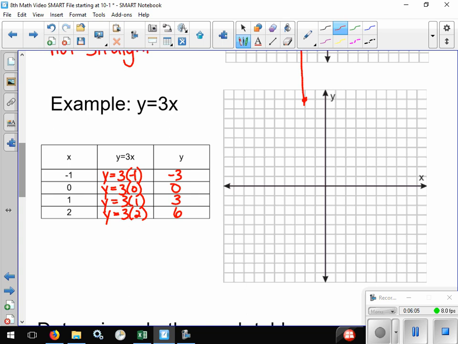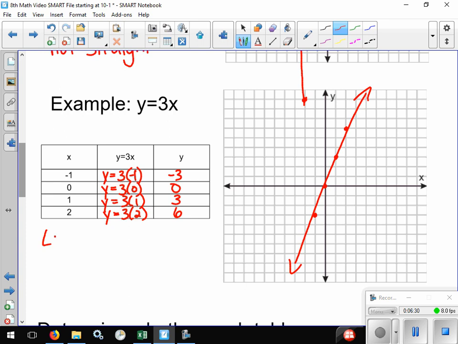So we go to negative 1 and negative 3. Remember, go down 3. 1, 2, 3. And then we go 0, 0, the origin. And then we go over 1, up 3. And then we go over 2, up 6. And you can see that this is definitely a straight line. Remember, it actually just goes on forever in those directions.